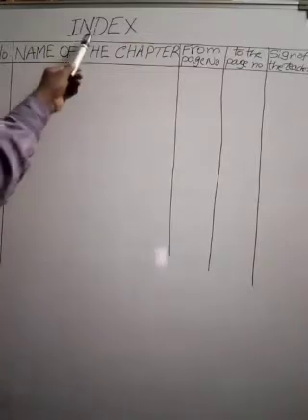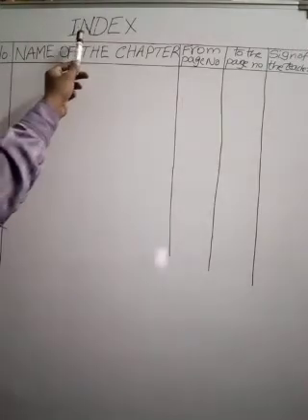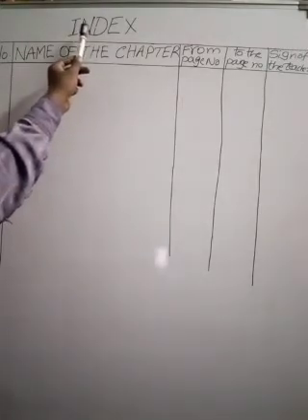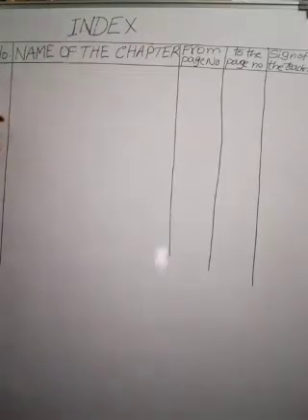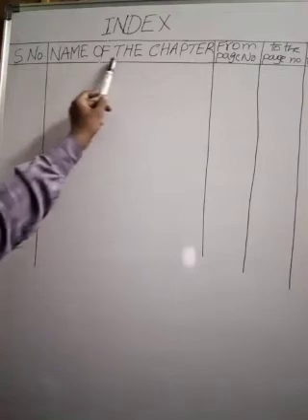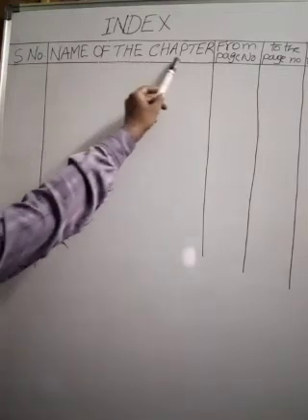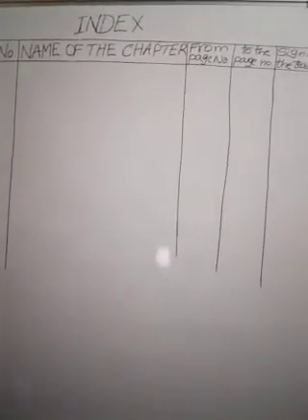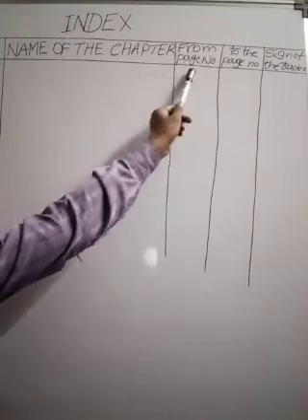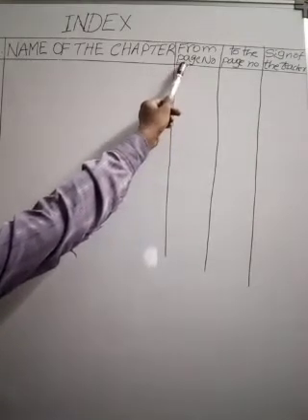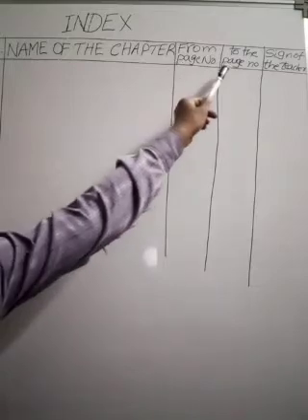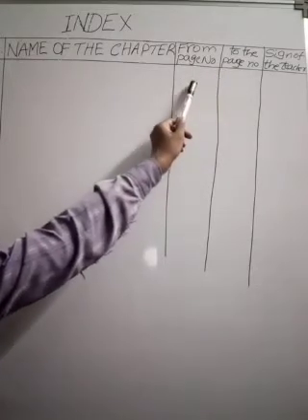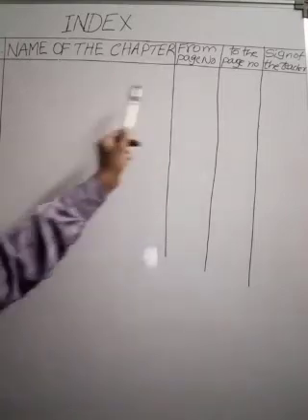See here, index at the first page. Right here, index, here serial number. Second one, here name of the chapter. Next, after name of the chapter, from page number. In this column write from page number. In the next column, to the page number, from this page number to this page number, this chapter is written.